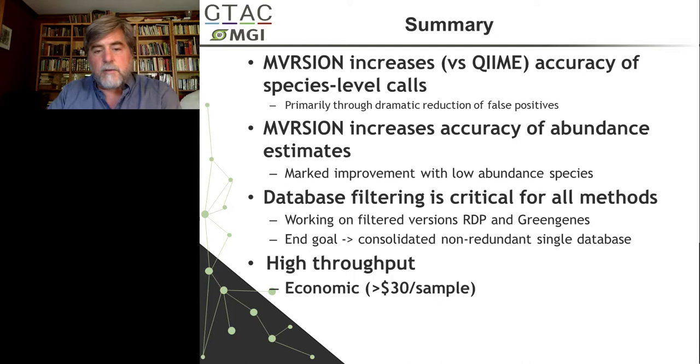And I also want to reiterate the fact that because we're doing these things in such a high throughput manner, the library prep and the sequencing can go down to as low as around $30 a sample, which we think is very useful for the research community.